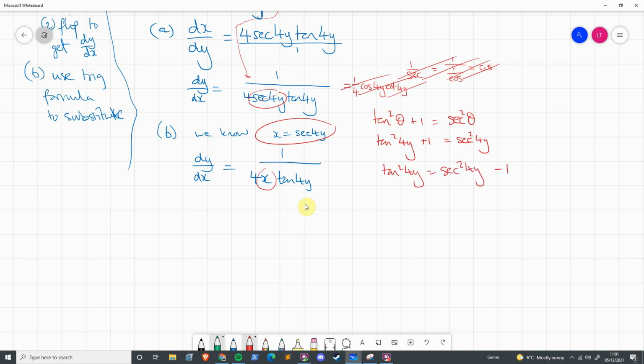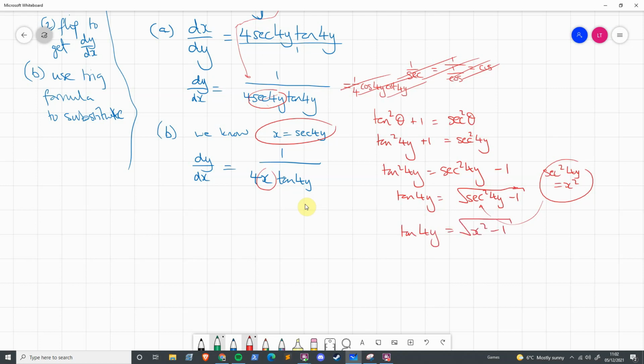And then square root it. So tan 4y equals the square root of sec squared 4y minus 1. But wait a second, we know that x equals sec 4y. So sec squared 4y equals x squared. So tan 4y equals the square root of x squared minus 1.